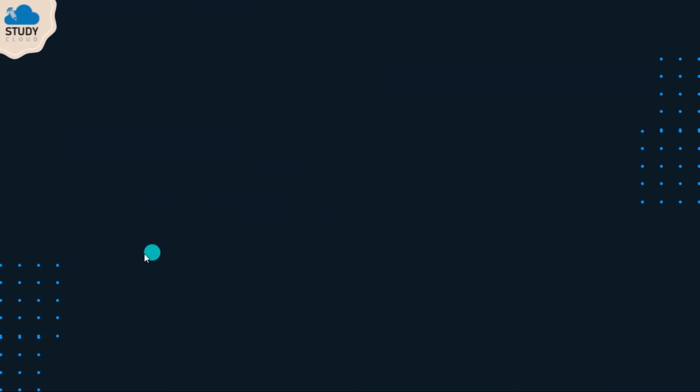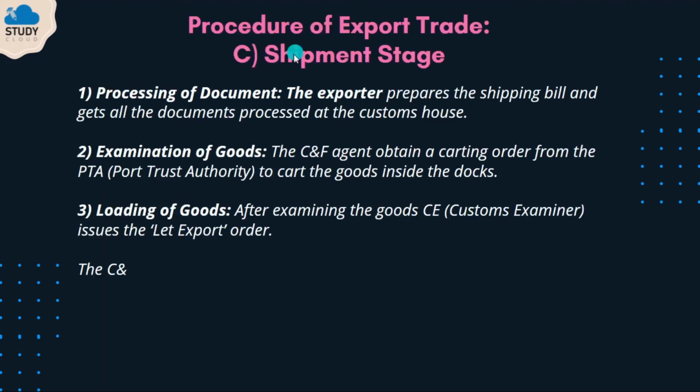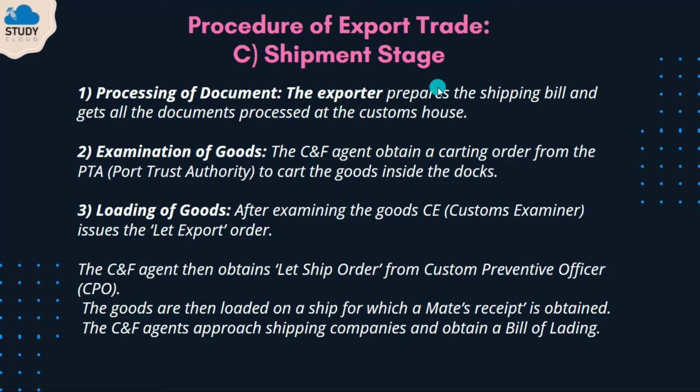Then the next stage is the shipment stage. Here the first step is processing of documents. The exporter prepares a shipping bill and gets all documents processed at the custom house. So this happens when you sell your goods to a different country. You have to clear all your documents and you need to prepare a bill also. All the things must be processed at a proper custom house of the city or of the country.